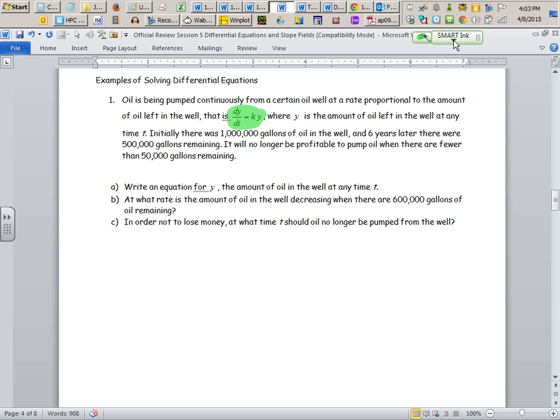Initially, there was 1 million gallons. 6 years later, there were 500,000 gallons. It will no longer be profitable to pump oil when there are fewer than 50,000 gallons remaining. Write an equation for y. So it sounds like we're just going to solve the diff EQ first. Okay? So why don't you guys give that a try. Try to get y by itself.